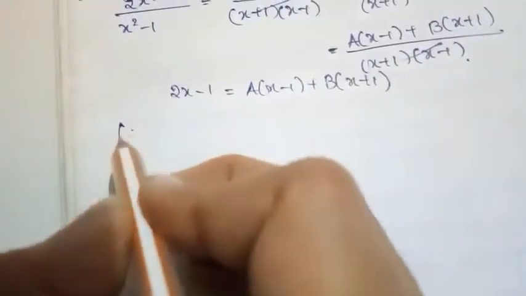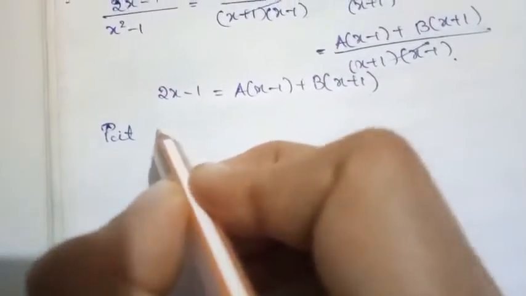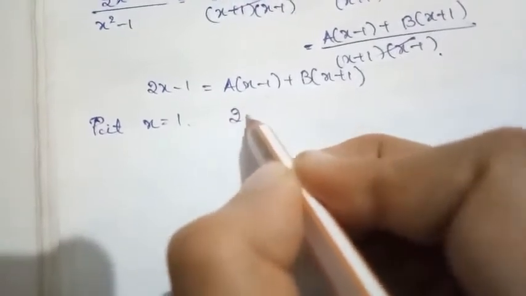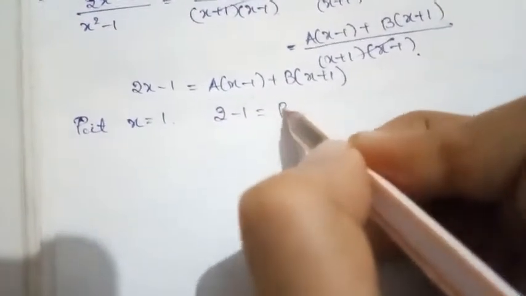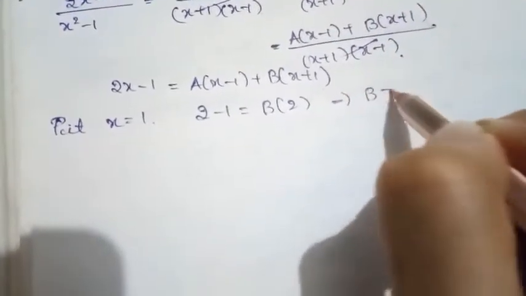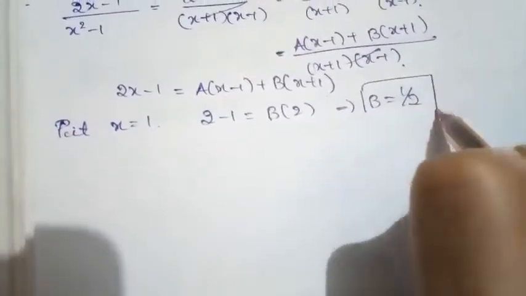To get the values of a and b, I am putting values for x. If I put x is equal to 1, this term vanishes. So on the LHS, 2 into 1 is 2, minus 1 is 1. Here, b into 1 plus 1 is 2. So the value of b is equal to 1 by 2.